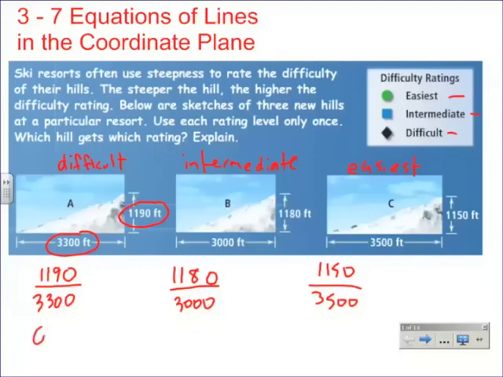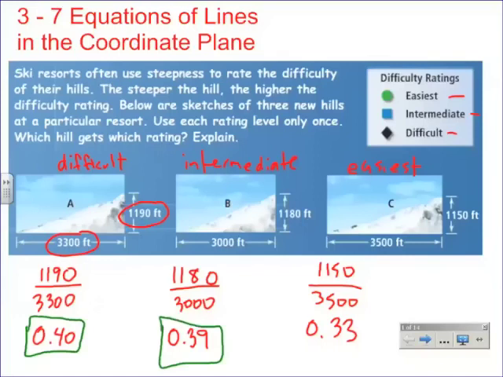So A is 0.40. Now I'm going to divide B. It is 0.39. Now I'll divide C, and it is 0.33. So these numbers really just confirm what the drawing was telling me, that the steepest one, because 0.40 is the largest number, that's going to have the steepest slope. This is our middle number, so it's going to be our intermediate. And then this here is the smallest number, which means that it is the flattest. So remember, higher the number, the steeper the slope.